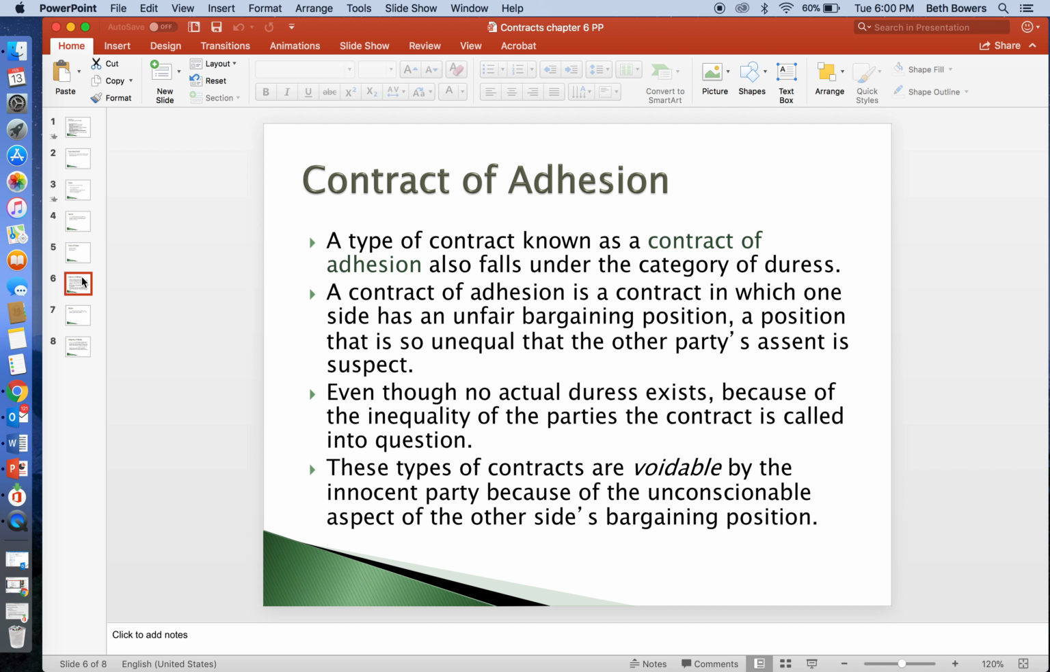So because of this aggressive salesmanship, Silvio was put in a position of not really having a chance to weigh his options, to say, well, let me go look at some other places, or let me hold off and wait and see if you offer any other deals. Under these circumstances, Silvio would be able to avoid this contract, to void the contract if he wanted to.